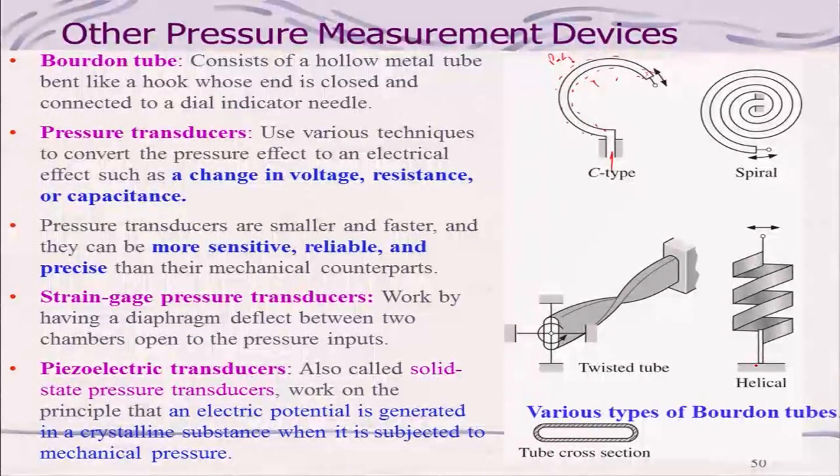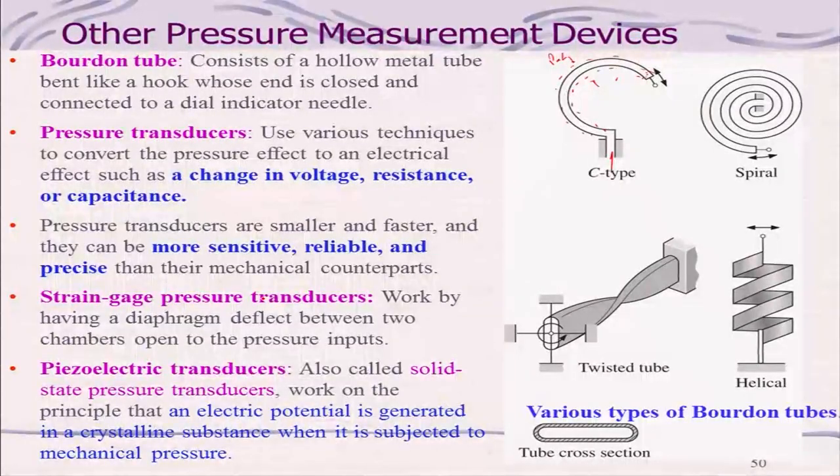However, I feel that the mechanical one is more reliable and rugged, whereas electrical or electronic devices, in our place where the humidity and the temperature are very high, have a very short life. So I always feel the mechanical will be more rugged in our conditions. Besides this, there is a strain gauge pressure transducer.